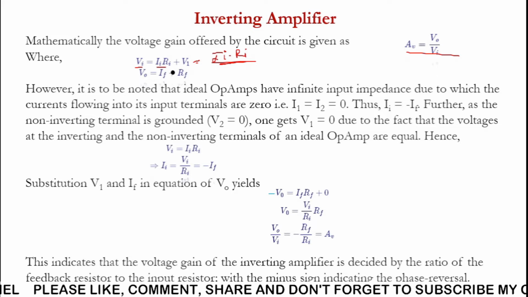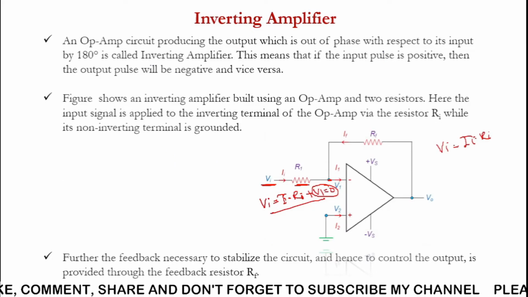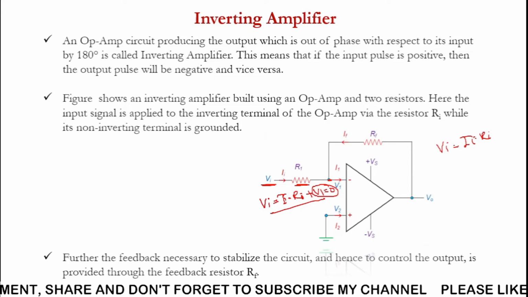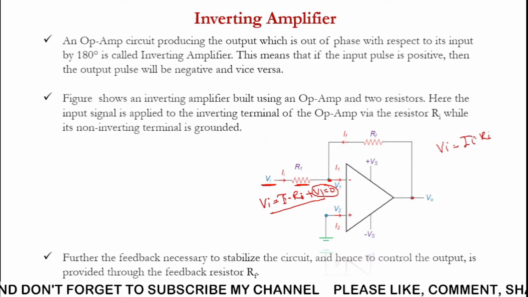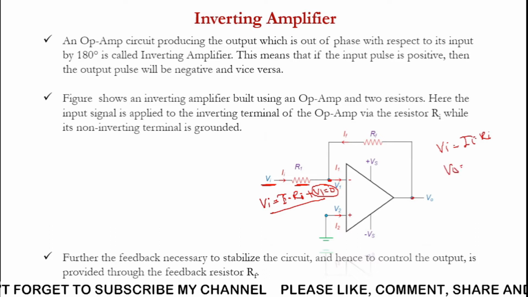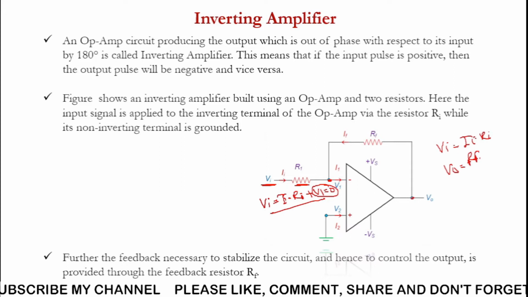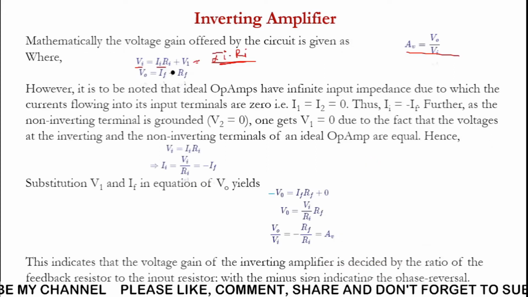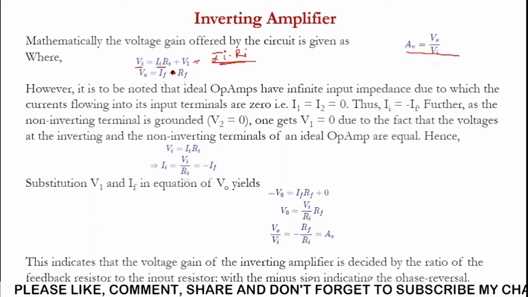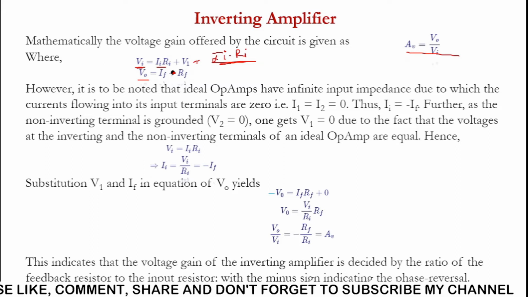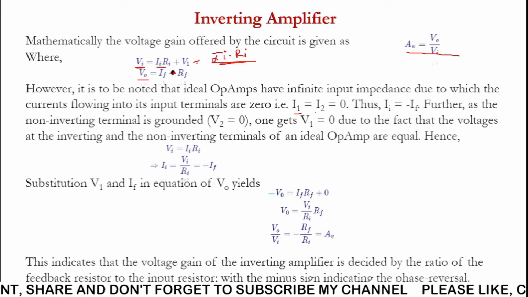Then we have to find the next term, that is V out. How to find V out? Finding V out is very easy. The current flowing from V out towards V1, with the virtual earth concept, is equal to IF. The current flowing through RF gives a voltage difference across RF of IF into RF, and again there will be plus V1, but V1 is at 0, so we can say V0 is equal to IF into RF.